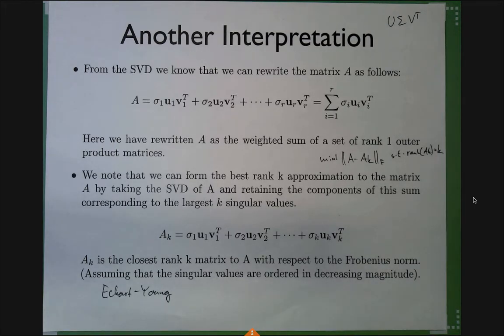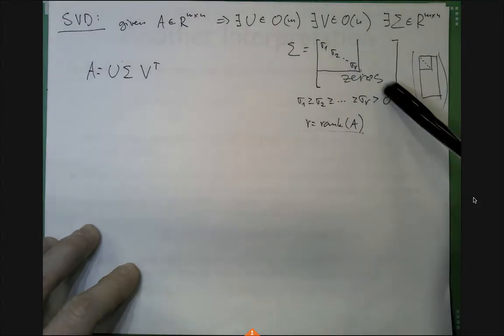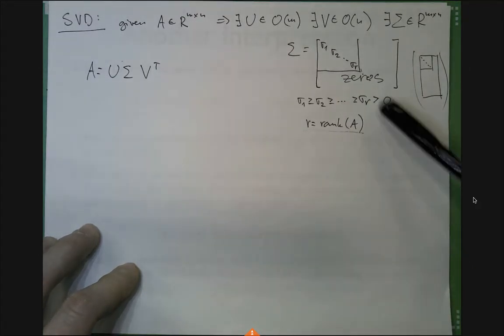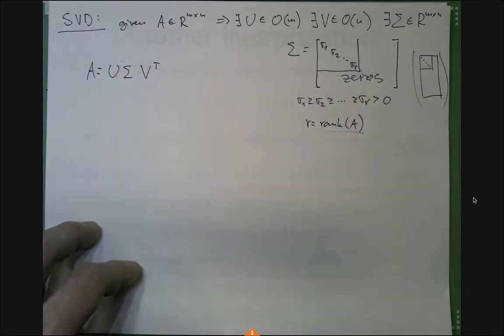So if you are looking at the SVD, it's actually really simple. Basically, the SVD already tells you how the optimal rank R approximations look like, right? All you need to do is go and zero out these sigmas.